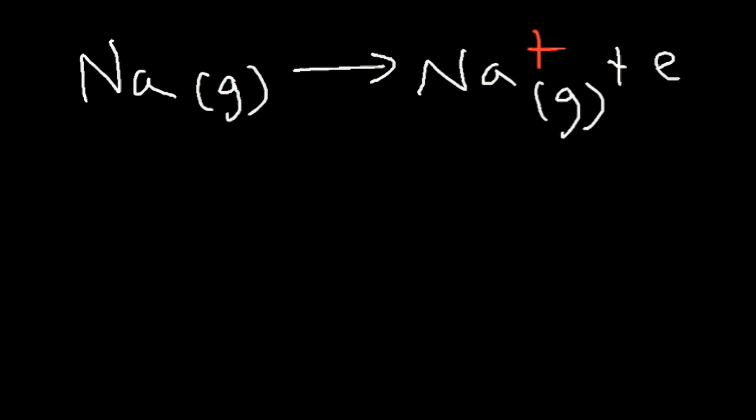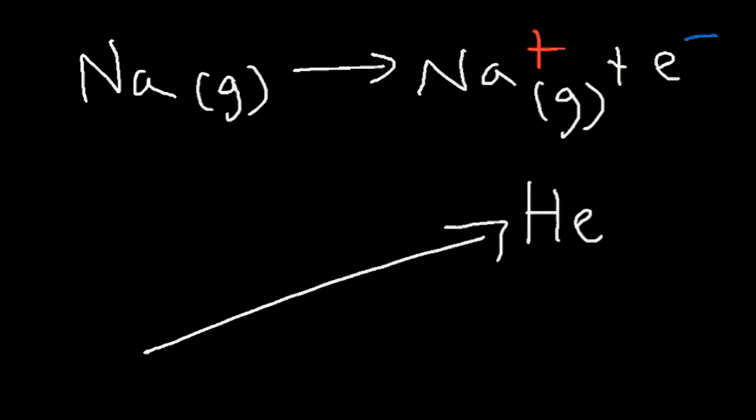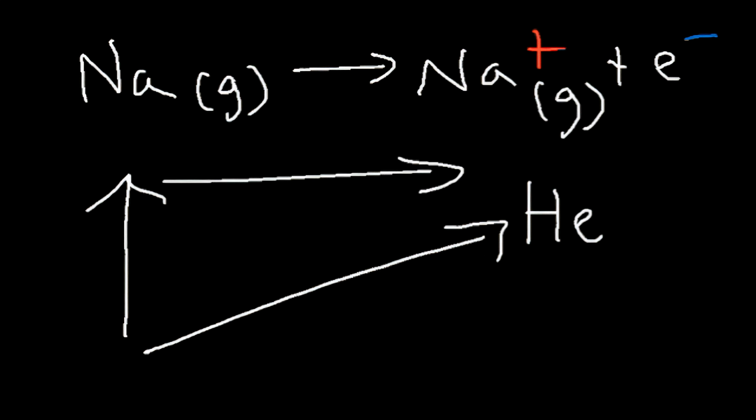Now, generally speaking, it's easier to remove an electron from a metal than it is to remove from a nonmetal. Metals like to give away electrons, so it doesn't require that much energy to remove an electron from it. Nonmetals like to acquire electrons, so it's harder to remove an electron from a nonmetal. The trend for ionization energy is in this direction. Ionization energy increases towards helium. It increases as you go up across the periodic table and towards the right.